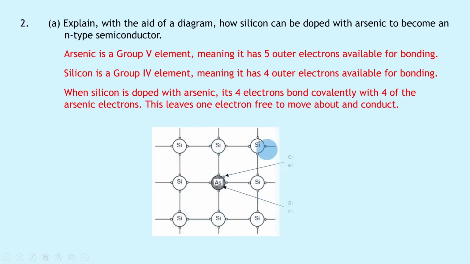And here's a diagram you might draw in order to support the answer. So you've got these silicon nuclei here surrounded by electrons. We've then got the arsenic nucleus in the middle here, which is bonded to all the neighbouring silicon nuclei through the electron bonding. And you can see we've got 4 of the outer electrons for arsenic bonding with 4 of the outer electrons for the silicon nuclei that are surrounding it. And then we've got this extra electron here.